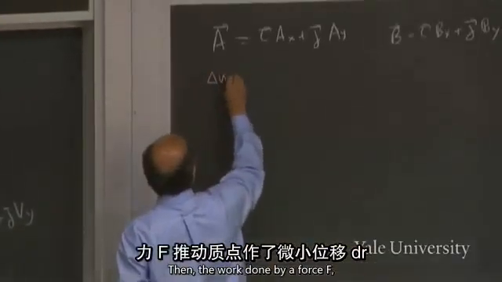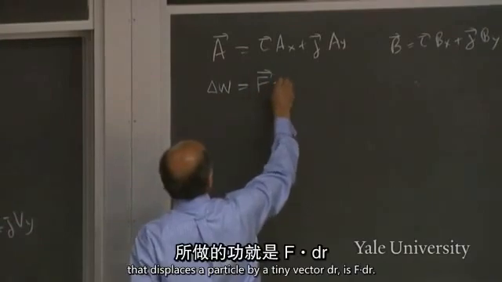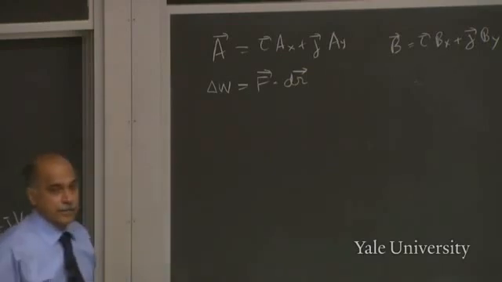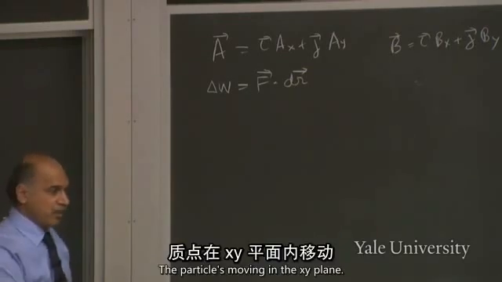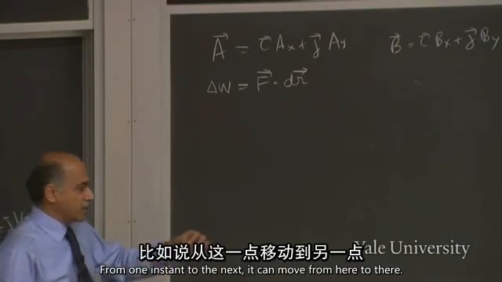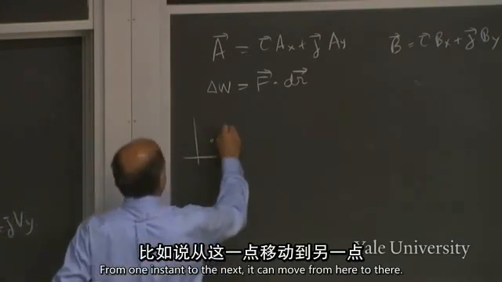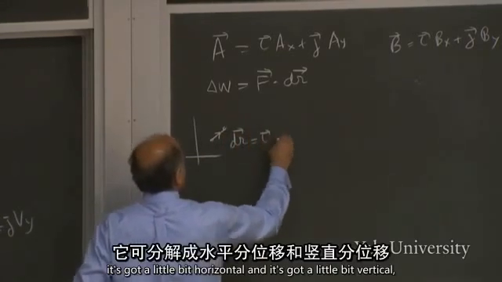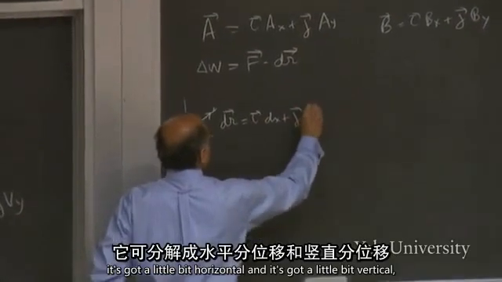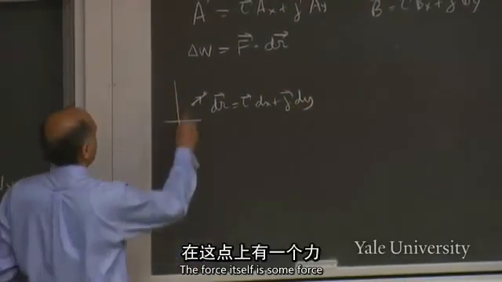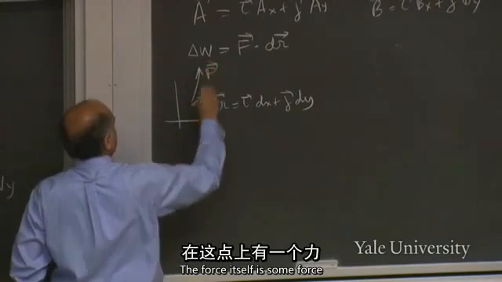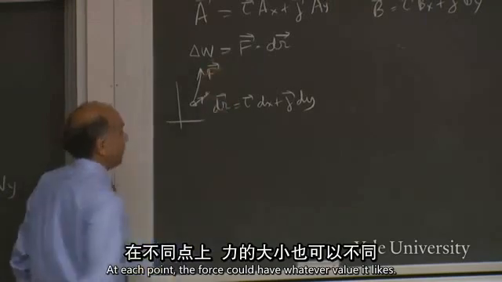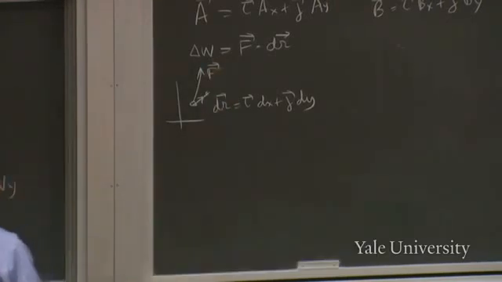Then the work done by a force f that displaces a particle by a tiny vector dr is f dot dr. The particle is moving in the xy plane. From one instant to the next, it can move from here to there. That little guy is dr. It's got a little bit horizontal and it's got a little bit vertical. That's how you build dr. The force itself is some force which at that point need not point in the direction in which you're moving. It's some direction. At each point, the force could have whatever value it likes.